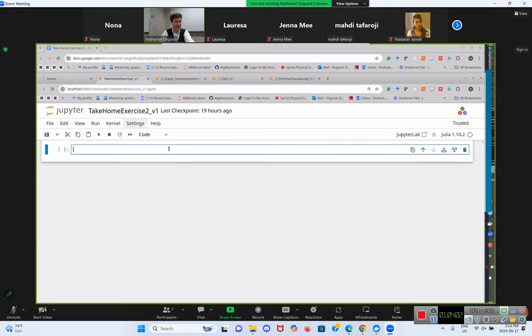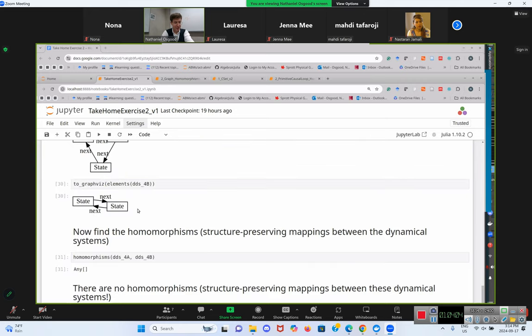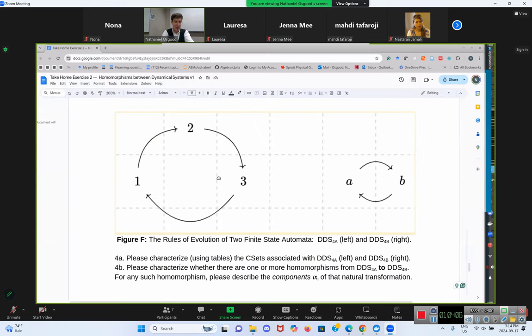So congratulations. There's no homomorphisms between them. There's no way to map these over so that you can either update here and then map over being the same as mapping over and then update here. It just doesn't work. Are we okay with that?